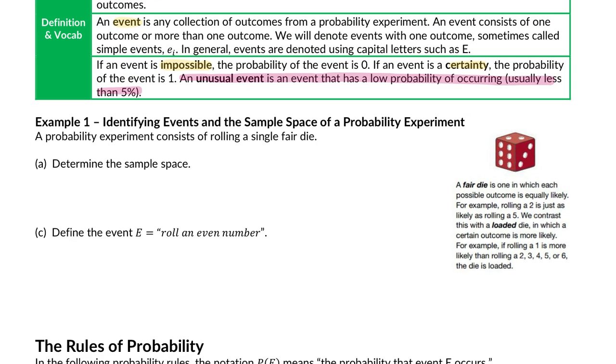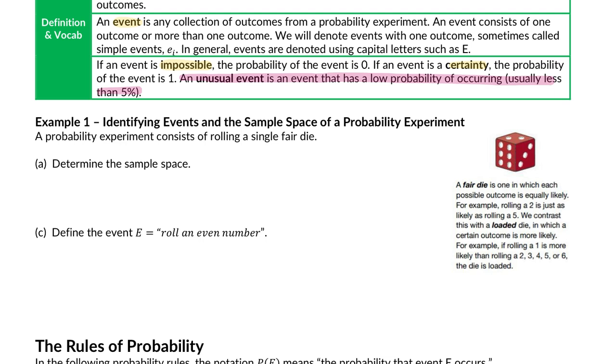It says a probability experiment consists of rolling a single fair die, which, by the way, a fair die is one in which every possible outcome is equally likely. For example, rolling a 2 is just as likely as rolling a 5. We will contrast this with a loaded die, which is what you want to look out for whenever you're doing things with dice, in which a certain outcome is more likely. For example, if rolling a 1 is more likely than rolling a 2, 3, 4, 5, or 6, then the die is loaded. Okay, so it's weighted differently to roll a certain way.